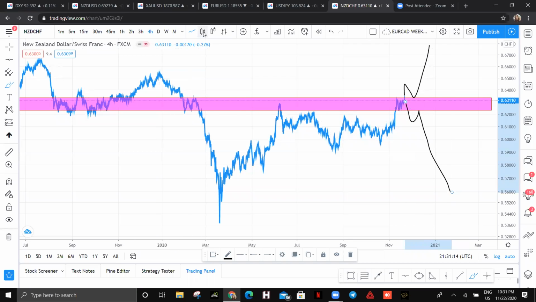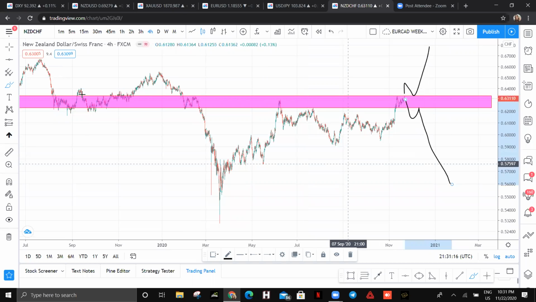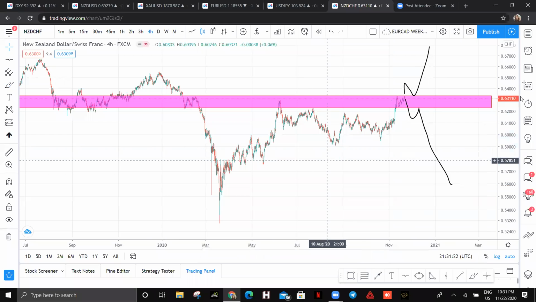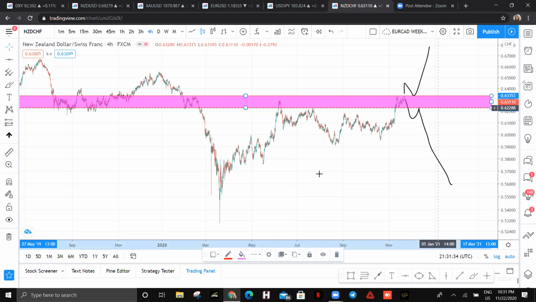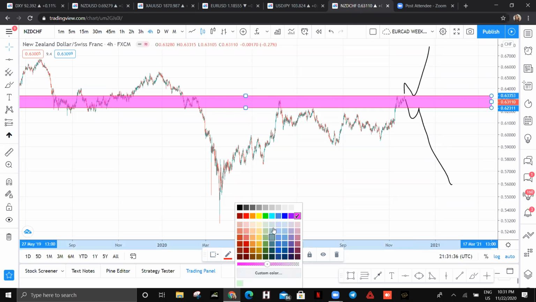So let me change it to candlestick, so you can see how price is reacting to this particular zone. So for me, this is a clear setup for a sell. It's a clear setup for what? Sell. Because it's on a zone. Let me change the zone to red, so it will indicate that it's on a resistance zone.